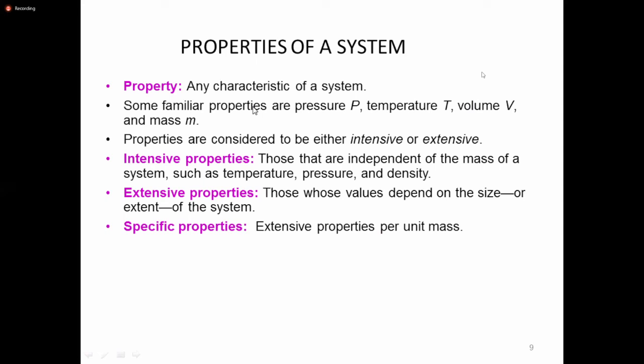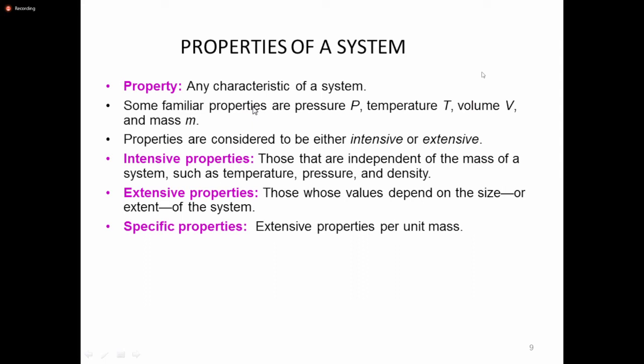Properties are classified into two categories: intensive properties and extensive properties. Intensive properties are those which are independent of the mass of a system, such as temperature, pressure, density. Extensive properties are those whose values depend on the size or extent of the system. The properties which are dependent on the mass of the system are called extensive properties, and those which are not dependent on the mass of the system are called intensive properties, like temperature, pressure, and so on.